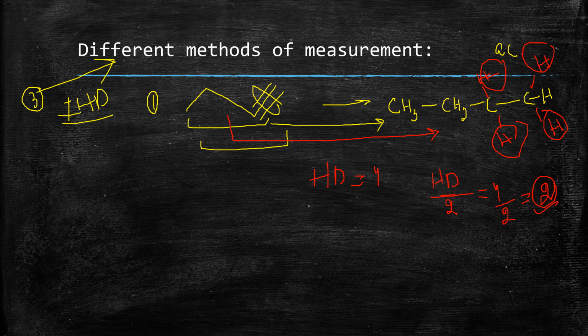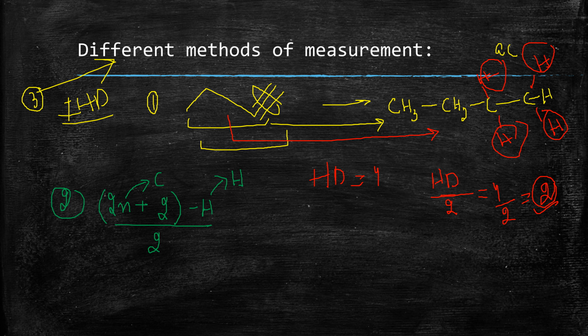After this, the second method. This was the first method that was here. Let's now try to understand the second method. In this method, we use the formula. The formula is (2n plus 2 minus h) divided by 2. Here n is the number of carbon atoms, and h is the number of hydrogen atoms in any given compound.